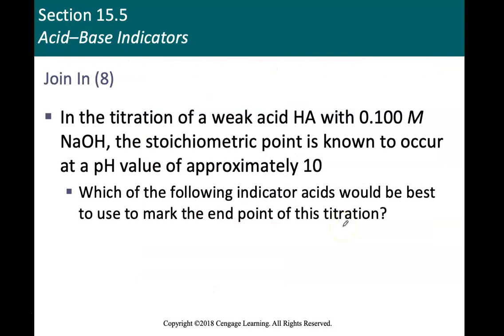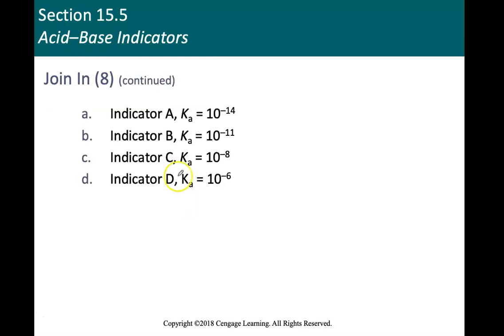So let's try another example. If you're titrating a weak acid, HA, 0.1 molar, with 0.1 molar sodium hydroxide, the stoichiometric point is known to occur at a pH value of approximately 10. So in other words, that's the equivalence point pH. Which of the following indicator acids would be best to use to mark the endpoint of this titration? Okay, so you're given these three values.